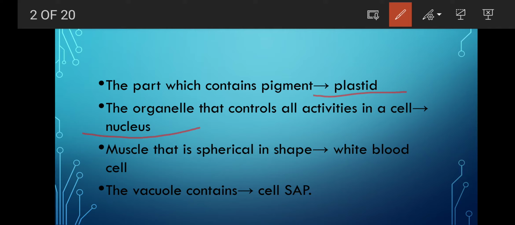Then the next one is the cell that is spherical in shape. Which one is it? White blood cell. Clear? The shape of the white blood cell, or you can say WBC, is spherical. Then the vacuole contains what? Cell sap. So when there are multiple choice questions and many options given, these options are correct, and you can mark your answers and you can write your answers very easily.